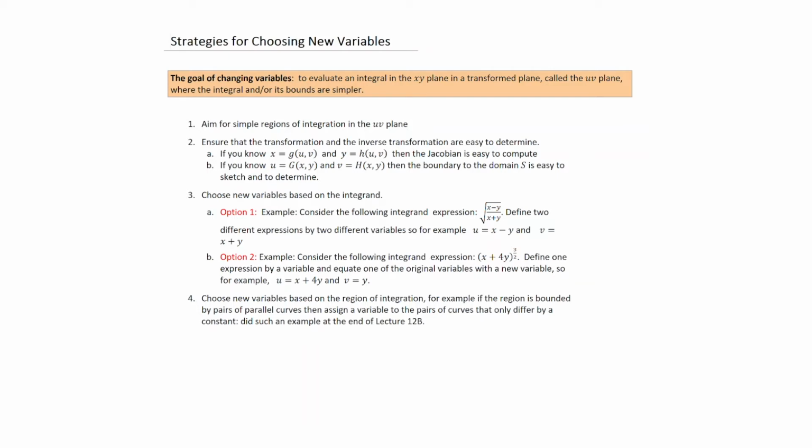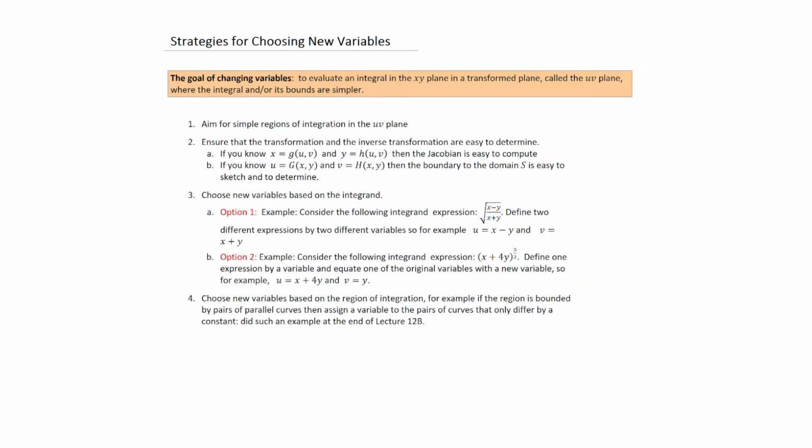If you know u equals capital G function of xy and v capital H function of xy, then the boundary to the domain S is easy to sketch and to determine. So in principle, you need both of them to be able to solve a problem, that is, to basically do an integration using transform variables. So third thing is to choose new variables based on the integrand.